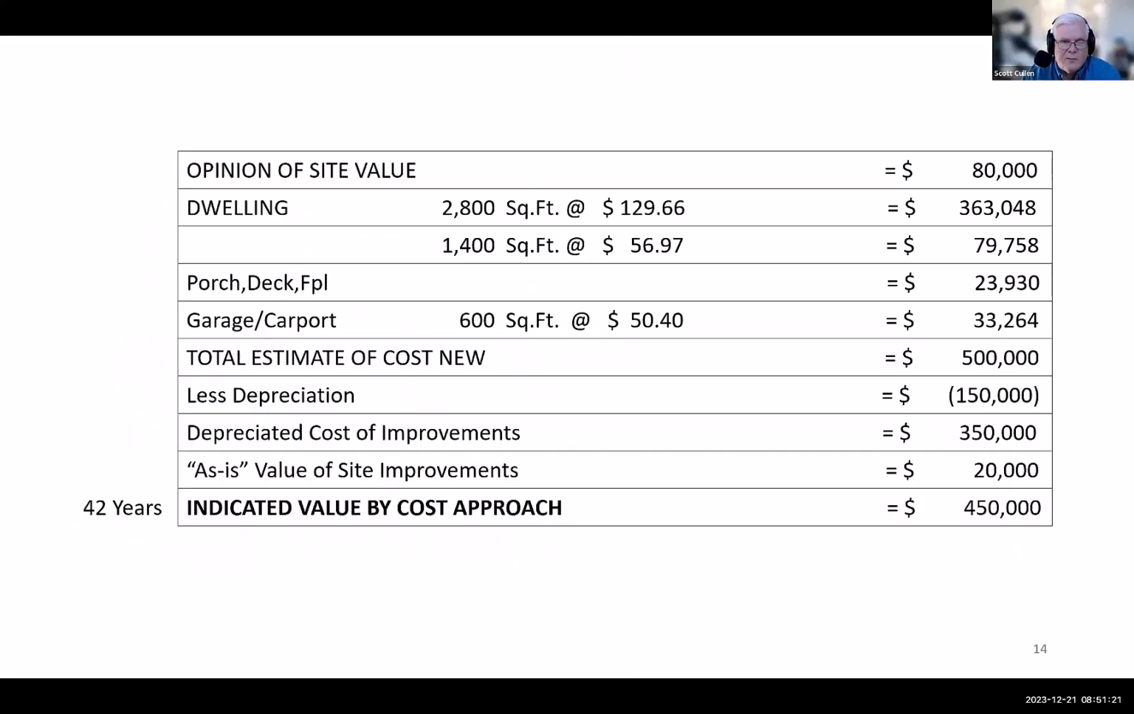Back to the cost approach. Two things to remember. Depreciated cost shows us the percentage of cost new that the market pays for the house. $350,000 divided by $500,000 is 70%. Remaining economic life shows us the same thing. 42 years divided by 60 years is 70%.